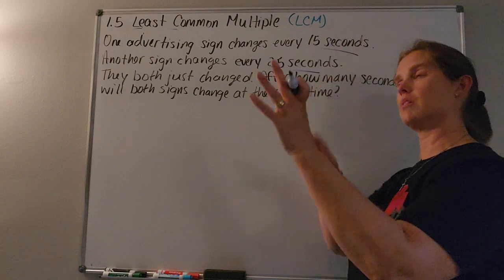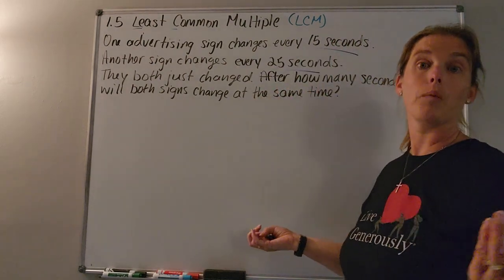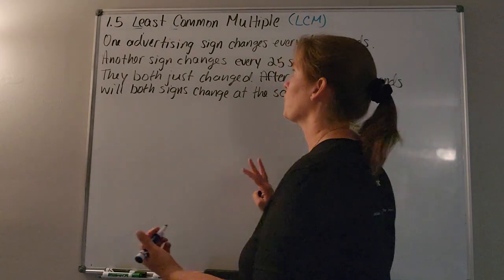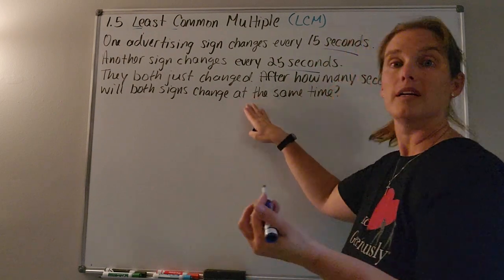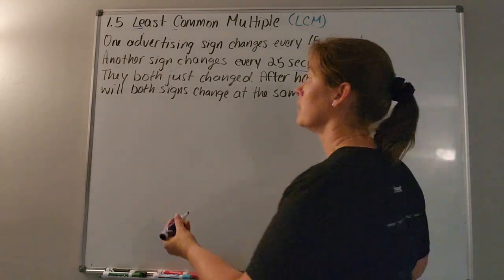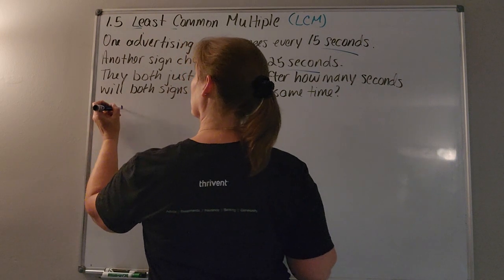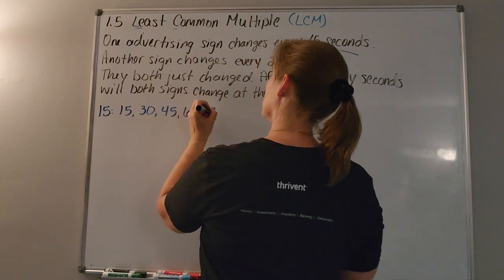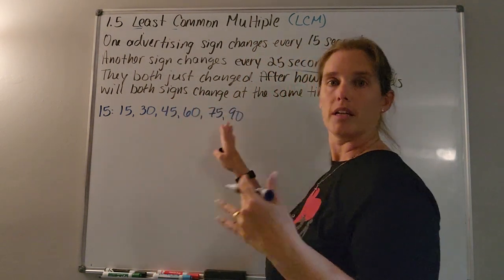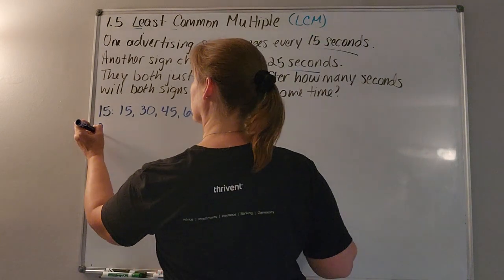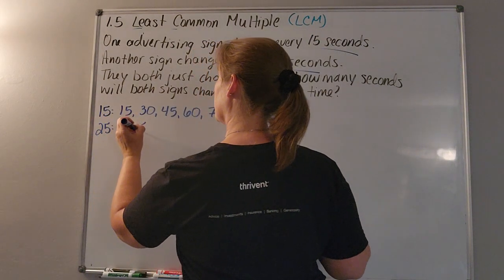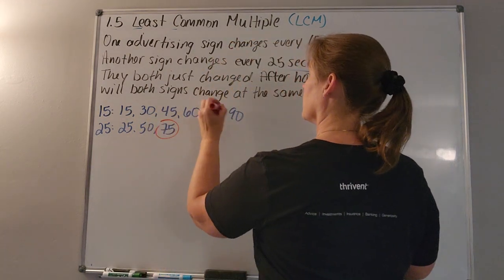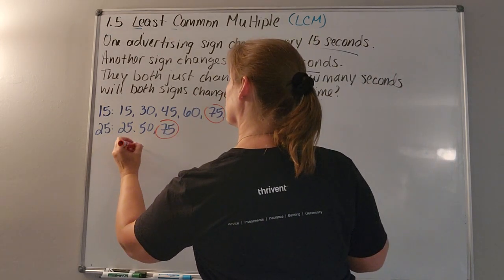Okay, I guess you could start listing it all out. Or we could prime factor. Either way, let's do both just so you see how they both work. What they're asking for here is essentially, what is the LCM of these two numbers? So 15 would be 15, 30, 45, 60, 75, 90, and so on. 25, 50, 75. Ooh, there it is. I had matching numbers. So after 75 seconds.